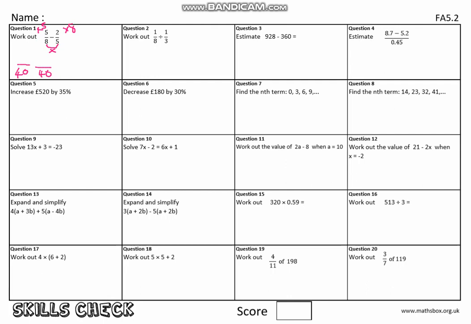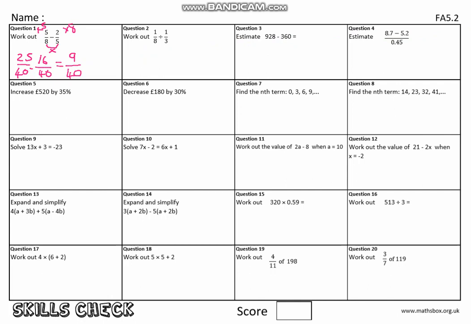So 5 times 5 is 25. And then 8 times 2 is 16. So now all we need to do is subtract the numerators. So 25 minus 16 is 9. So our answer is going to be 9 over 40, with a strange line across the screen. So 9 over 40, that's our final answer for that one. Let me just get rid of the line. There we are.